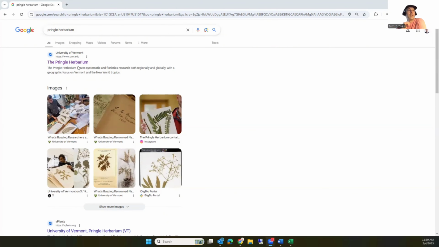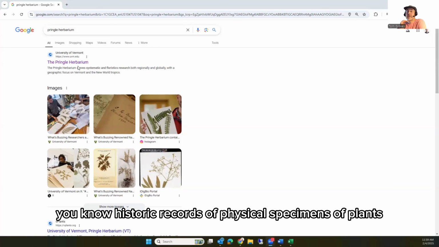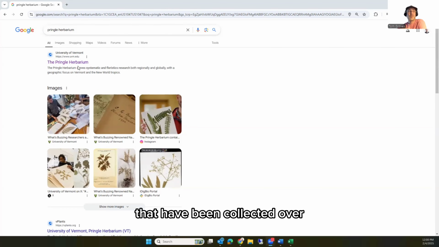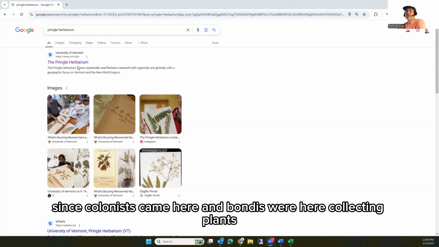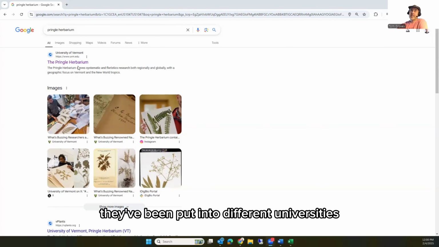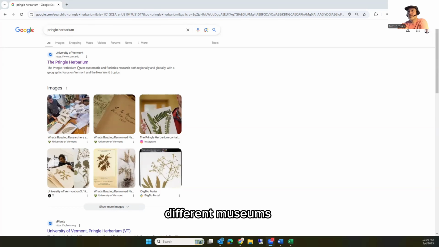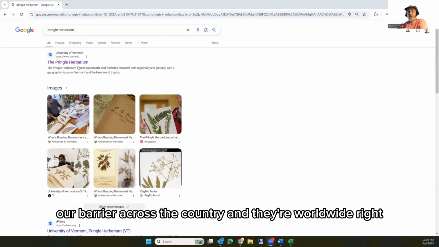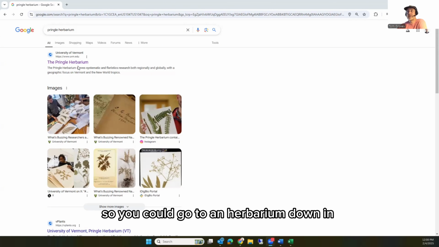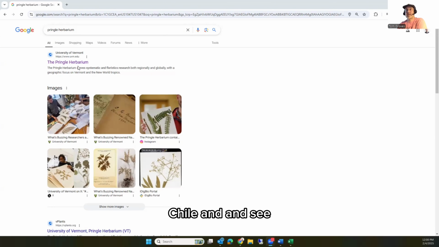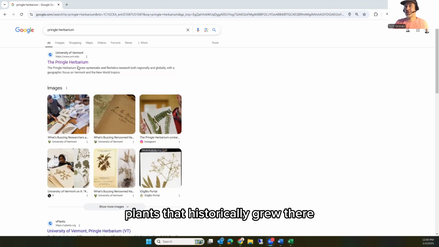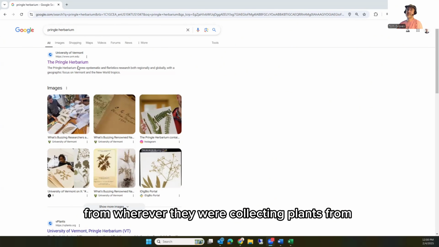Herbariums are historic records of physical specimens of plants that have been collected since colonists came here and botanists were here collecting plants. They've been put into different universities, museums, and herbaria across the country, and they're worldwide, right? So you could go to an herbarium down in Santiago, Chile, and see plants that historically grew there from wherever they were collecting plants from.